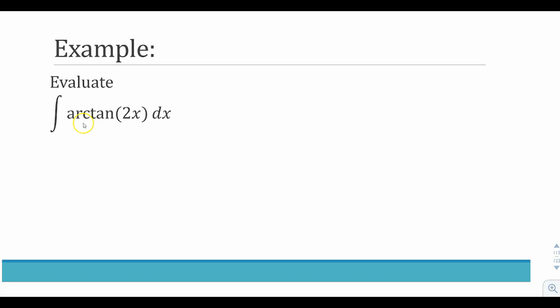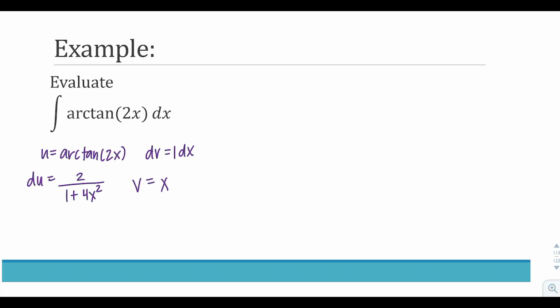We actually don't have a general antiderivative for this, so we're going to go ahead and use integration by parts. My u is going to be arctangent 2x, and then dv is going to be just 1 dx. So the derivative du of arctangent 2x, this requires a chain rule, is going to be 2 over 1 plus 4x squared. And then my v is going to be just x. The antiderivative of 1 is just x.